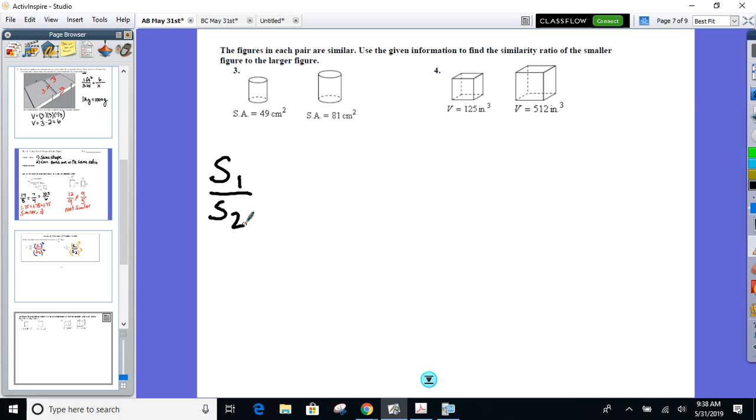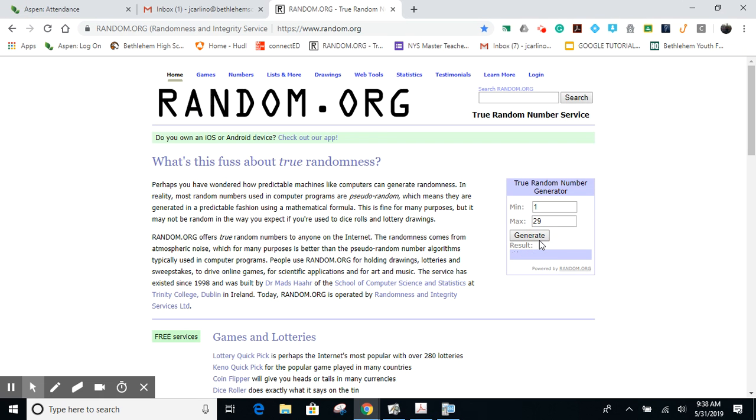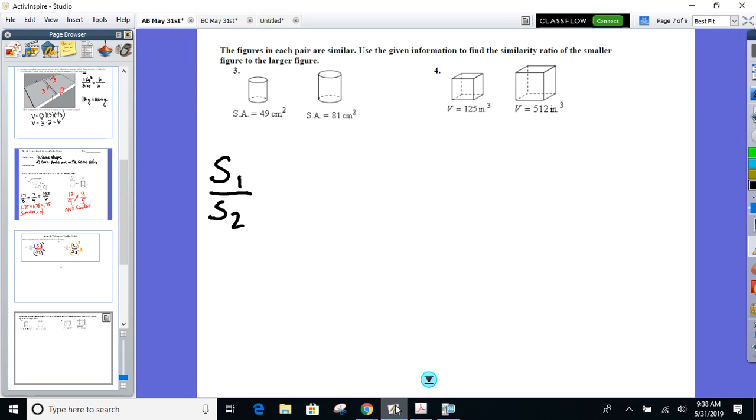What do you think? What do I have to do with 49 and 81 to get to the similarity ratio? Thoughts? So this will be equal to the square root. Oh, hold on. Go from the smaller to the larger. Okay, so order does matter here.